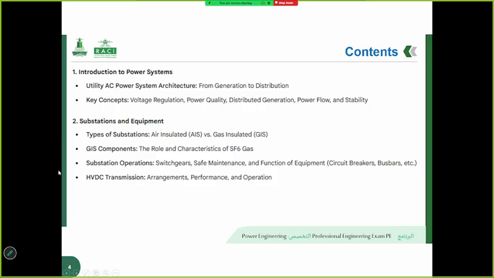Okay. All right. First, we will begin with a fundamental overview of power systems. This section is designed to establish a strong foundation by exploring the architecture of a utility AC power system from the generation of electricity all the way to its distribution to end users.